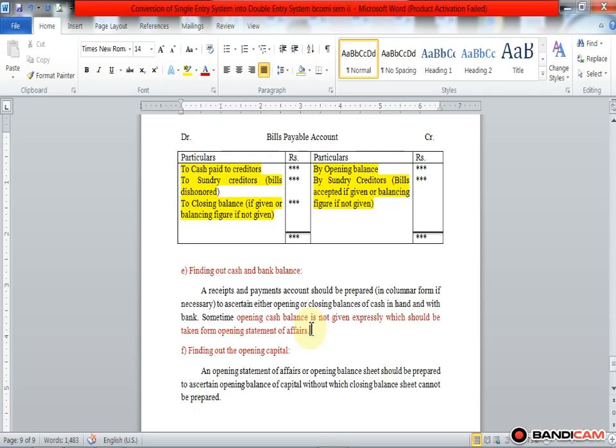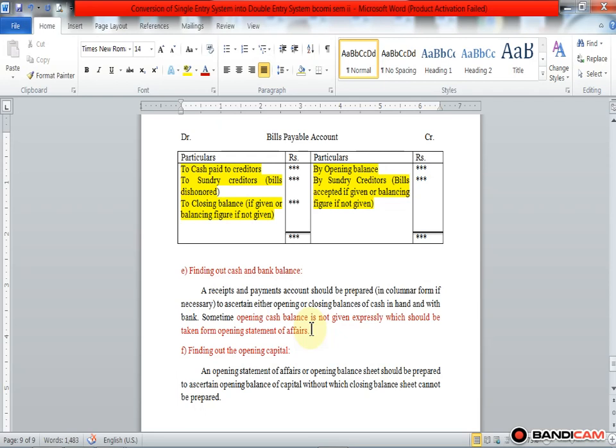Next one is finding out the opening capital. How to find out the opening capital? It is very easy to find out the opening capital of the organization. An opening statement of affairs or opening balance sheet should be prepared to ascertain the opening balance of capital, without which the closing balance sheet cannot be prepared. Without the opening balance of capital, we cannot prepare a closing balance sheet of the concern. So here opening capital is very important for preparing a closing balance sheet.